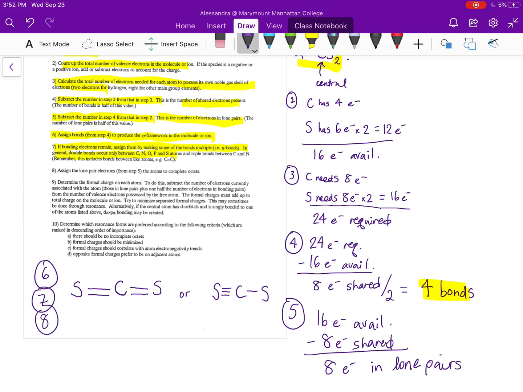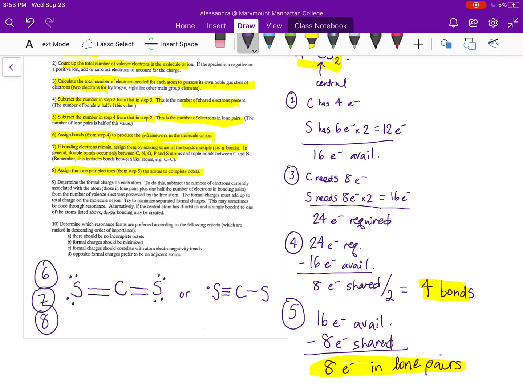Now I want to go on to step 8 and assign the lone pair electrons from step 5 to complete the octets. So I know I have 8 electrons in lone pairs, and I want to draw them in a way that everybody's going to have an octet. Now, carbon is done. It has 2, 4, 6, 8 electrons associated with it, so it doesn't need any lone pairs. However, each sulfur needs 4 electrons around it to complete its octet. So I'm going to put the extra electrons around the sulfurs in that molecule.